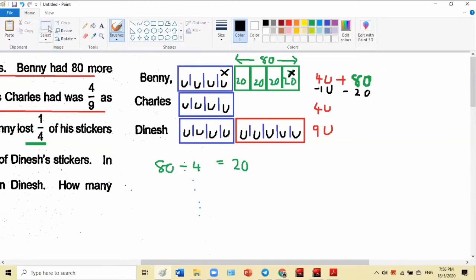Agree? So what did Benny have after that? After losing, what did Benny have? I don't know the question yet, I just do it. So it will be 3 units plus 60. This is what Benny has left. Agree? I'm not even looking at the question or what they're asking, I'm just doing it.